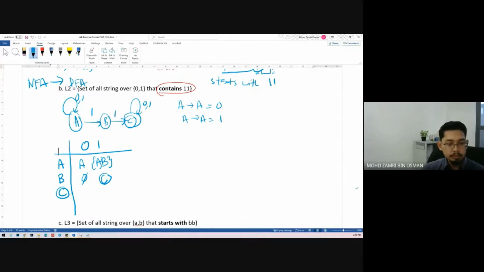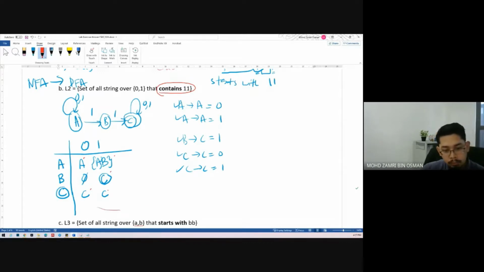C on 0 goes to C, and on 1 goes to C again. So B to C is on 1, C to C is on 0, and C to C is on 1. Looking again, we count 1, 2, 3, 4, 5, so we have 5 transitions in the table.